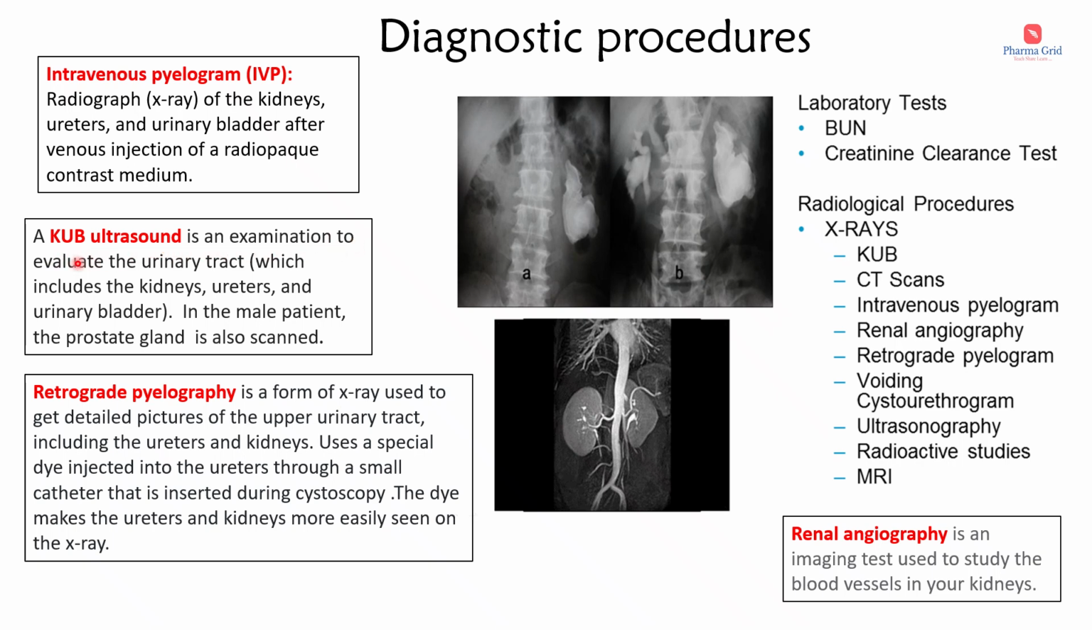Ultrasound is an examination to evaluate the urinary tract, which includes the kidneys, ureters and urinary bladder. In the male patient, the prostate gland is also scanned. Then retrograde pyelography is also a form of X-ray used to get detailed pictures of the upper urinary tract, including the ureters and kidneys. It uses a special dye injected into the ureters through a small catheter that is inserted during cystoscopy. The dye makes the ureters and kidneys more easily seen on the X-ray. Then renal angiography is an imaging test used to study the blood vessels in our kidneys.